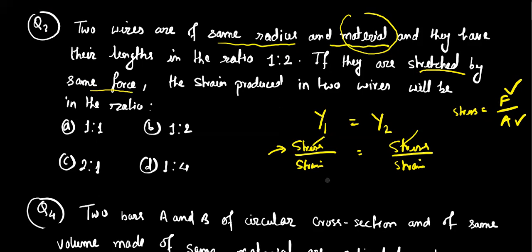Okay, now we are going to conclude this. So strain in first wire becomes equal with strain in second wire. Okay, and we have to find here the ratio of strain produced. So it means the ratio of strain produced must be 1:1 because they are equal.